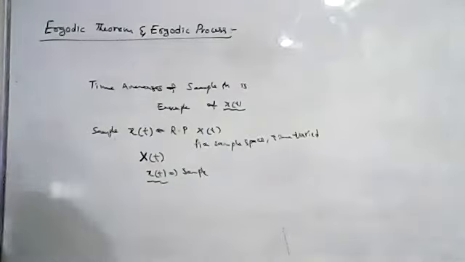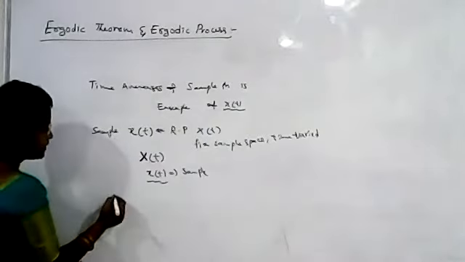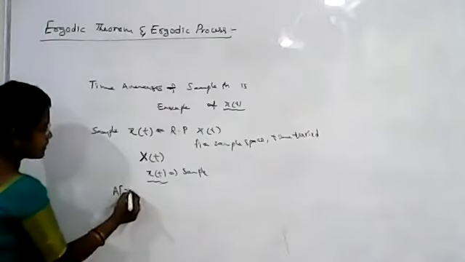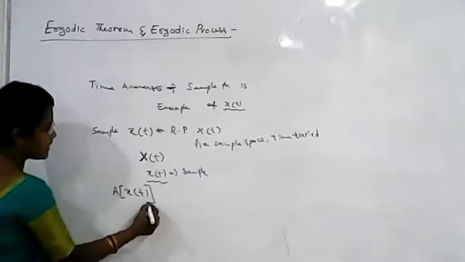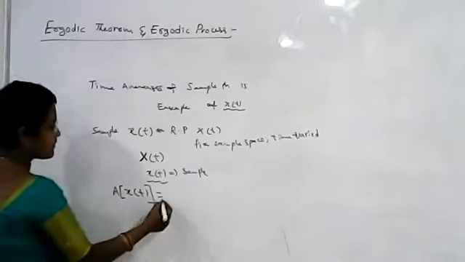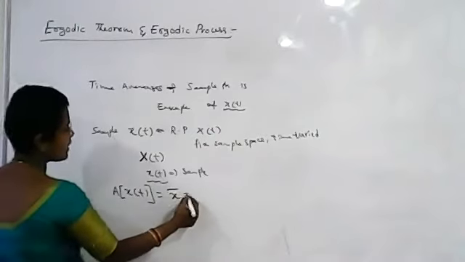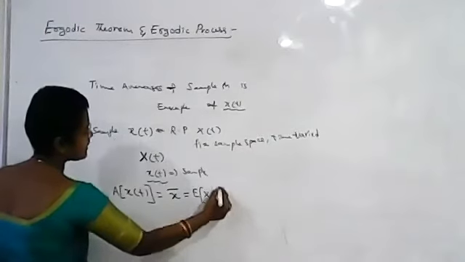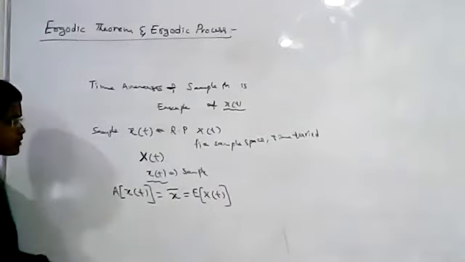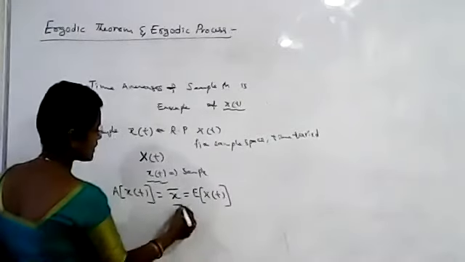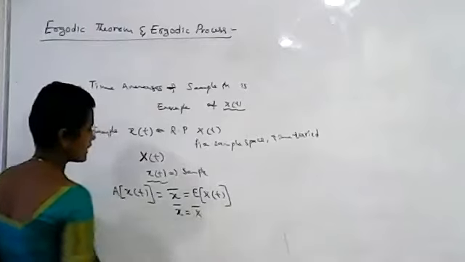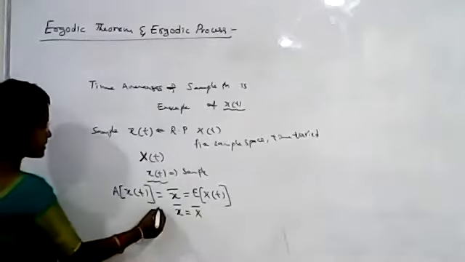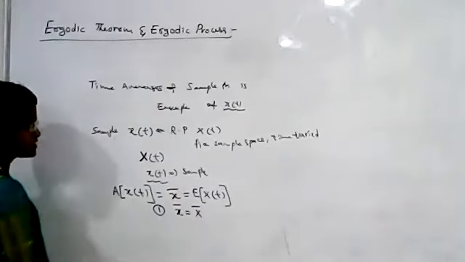So here, the time average we denote as A[x(t)]. We write it as x bar, and it is equal to the expected value, that is the ensemble average, of the random process capital X(t). So x bar is equal to capital X bar. This is the first condition. What are the time averages here?